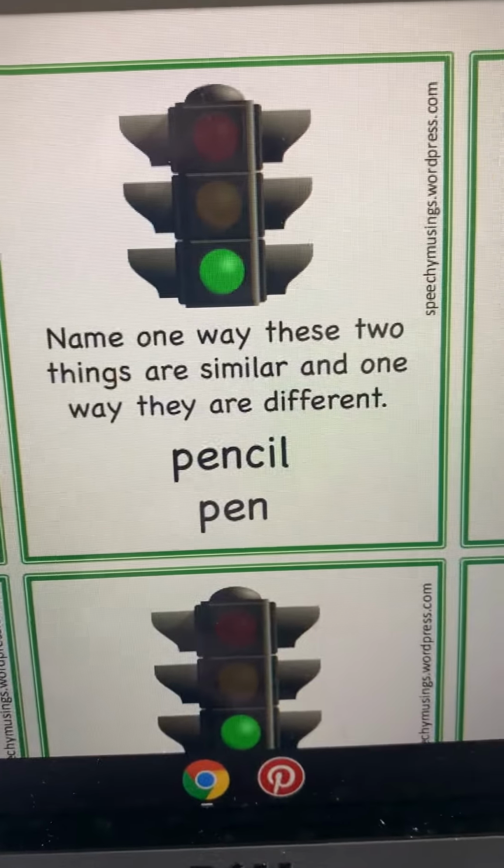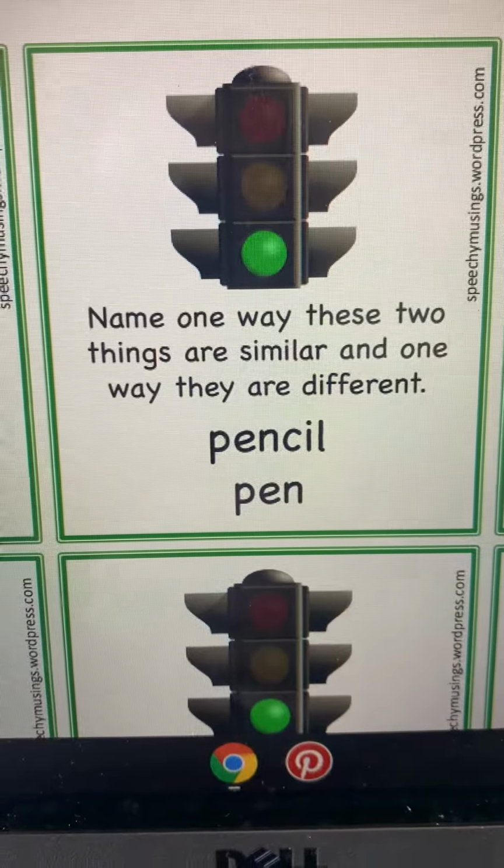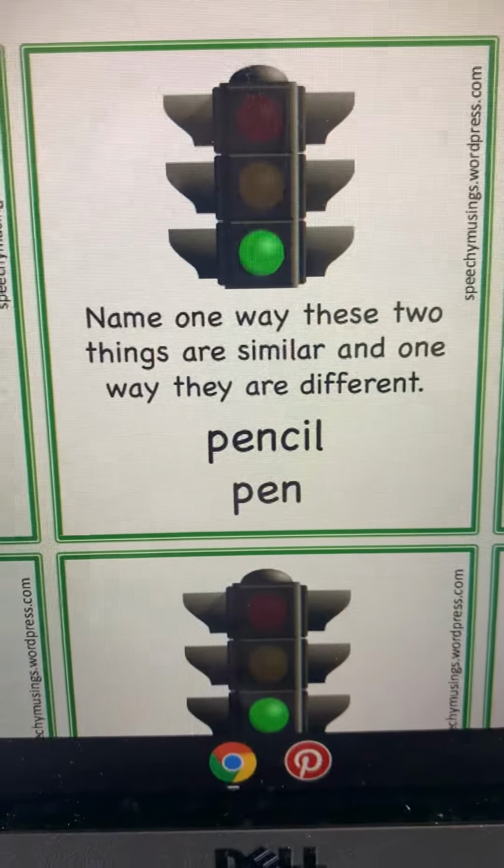All right, a pencil and a pen are similar because a pencil and a pen are both used to write with. We can write, we can sketch, we can draw. They're different because a pencil is made of wood and uses lead, and a pen is made of plastic and uses ink. They're made of different substances, and a pencil can be erased and a pen cannot, unless it's one of those fancy schmancy ones that can.